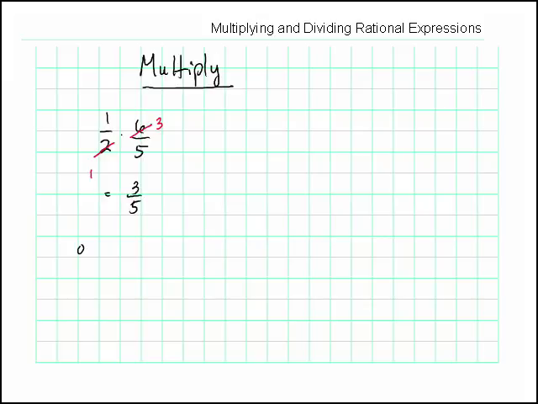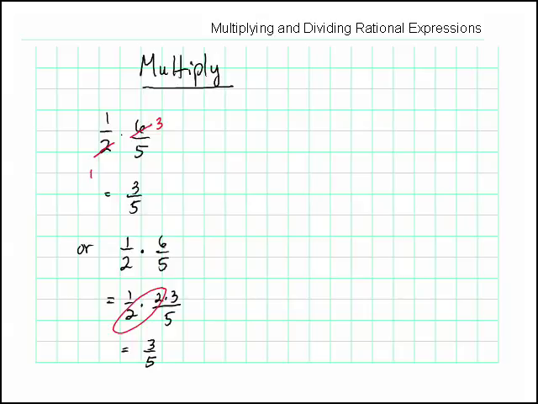Or I could do it this way. 1/2 times 6/5. I'm going to factor the 6. 6 is 2 times 3. I can now cancel common factors in the numerator and the denominator. In other words, this 2 over 2 here is a 1, and so it's gone. And that also leaves me with 3/5. When we are multiplying rational expressions, the process is the same. I can cross-cancel, or I can reduce common factors in the numerator and the denominator.